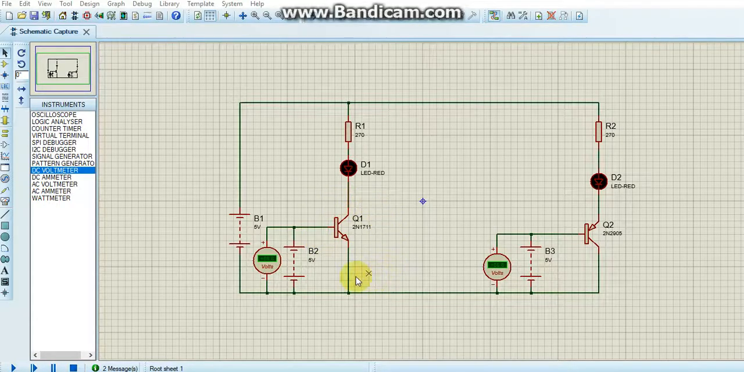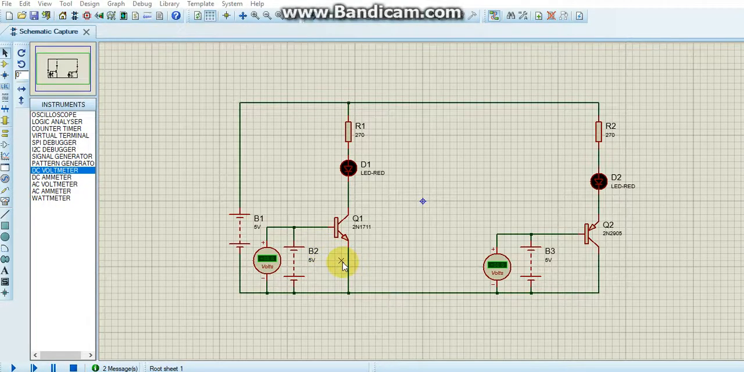An NPN transistor turns on when the base voltage is at least 0.7 volt higher than the emitter voltage. Currently the emitter voltage is 0 and the base voltage is 5, which is 5 volt higher than the emitter voltage.